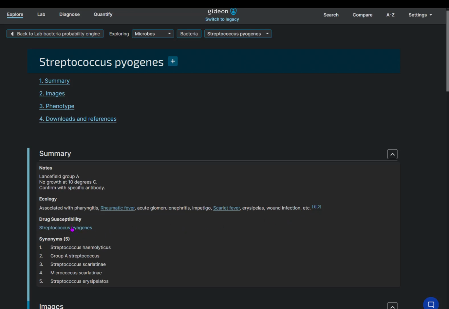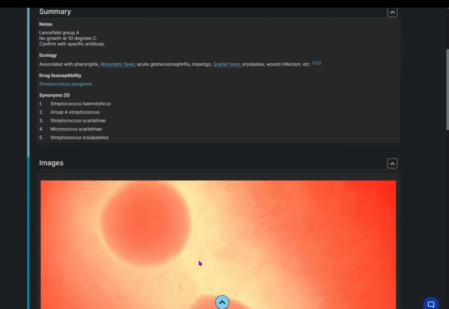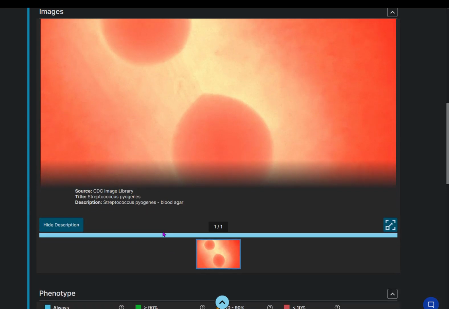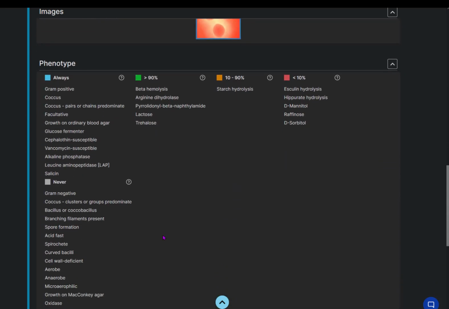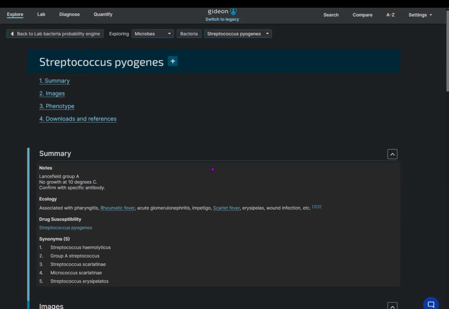You can look at the drug susceptibility. There are some synonyms, and then you also have some images, what it looks like growing on a plate, on blood agar in this case, and then here you have your full phenotype. So again, if you work on Adopt a Microbe, you want to go to the phenotype of your organism and then find the results to add to your table. So again, that's how you identify the organism.